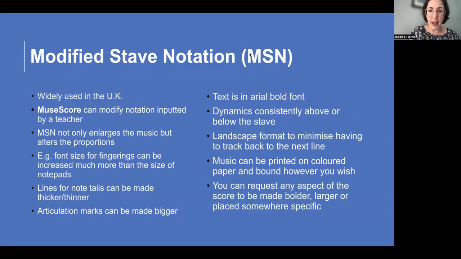Modified stave notation, which is MSN, is widely used in the UK and elsewhere. MuseScore can modify notation inputted by a teacher or by any individual. MSN not only enlarges the music, but alters the proportions. For example, the font size for fingerings can be increased much more than the size of noteheads, so we can decide what we want in a bigger font or a smaller font. Lines for note tails can be made thicker or thinner. Articulation marks can be made bigger. Text is in an Arial bold font. Dynamics can consistently be above or below the stave, whichever we find easier to read. We can put it into landscape format to minimize having to track back to the next line. Music can be printed on colored paper and bound however you wish. And you can request any aspect of the score to be made bolder, larger, or placed somewhere specific. So it can be really helpful.